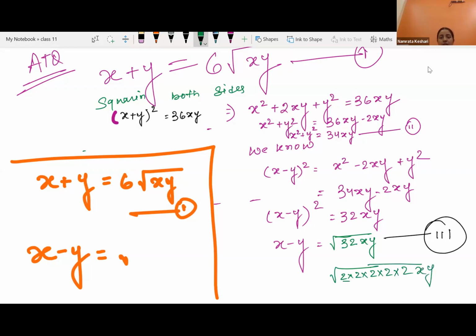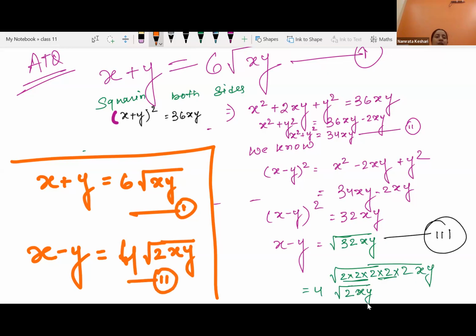That means one pair, another pair. I can say it is 4 root 2 xy. Yes or no? Yes. Any confusion so far? No, ma'am. Now we are about to solve these two equations by the method of elimination.